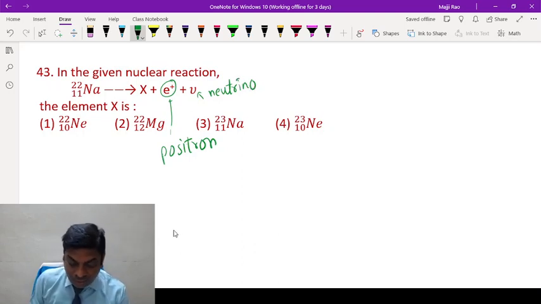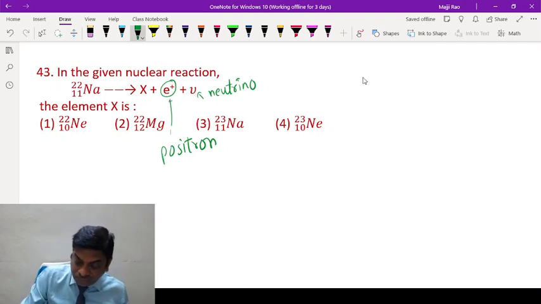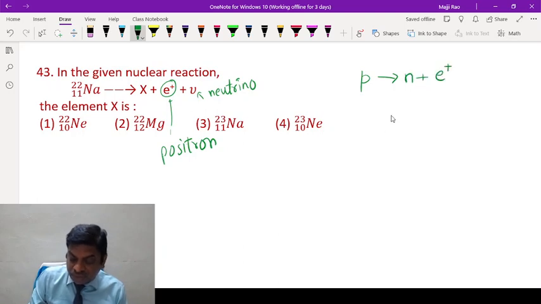Okay. So basically what happens in a beta decay, we all know that within the nucleus, either a proton gets converted into a neutron or a neutron gets converted into a proton with the release of a positive beta or negative beta particle. So here in case of this positive beta decay, a proton gets converted into a neutron and a positron.